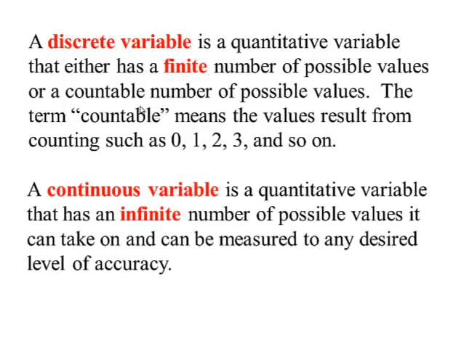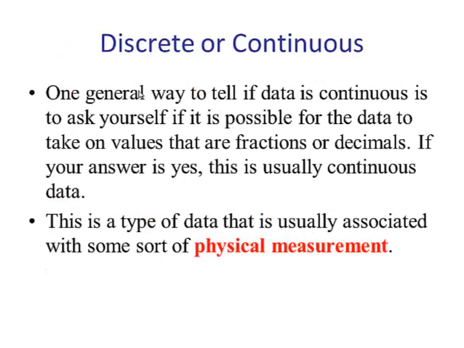The other type is what we call continuous. Again, it's a quantitative variable, but it has an infinite number of possible values, and it can take on or be measured to any level of accuracy. So we can have decimals and fractions. Examples of continuous variables would be height, weight, the time it takes you to get to Cincinnati State. The key is with continuous, we can have decimals and we can have fractions, whatever level of accuracy that we want. And one general way to tell if data is continuous, ask yourself, can it take on values that are fractions or decimals? If your answer is yes, it's usually continuous. This type of data is usually associated with some kind of physical measurement.